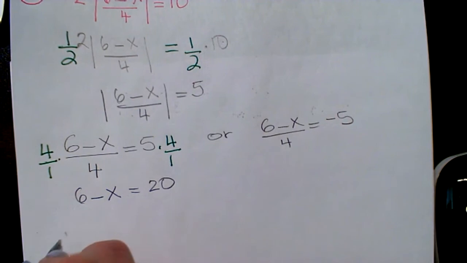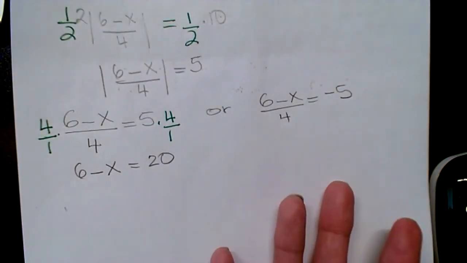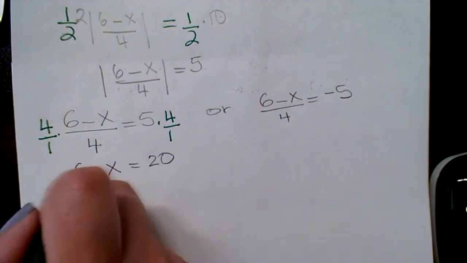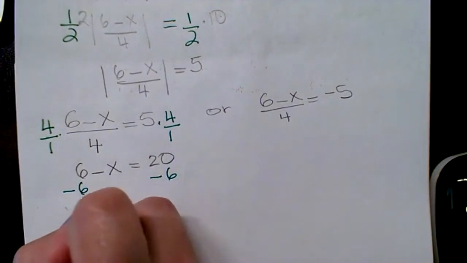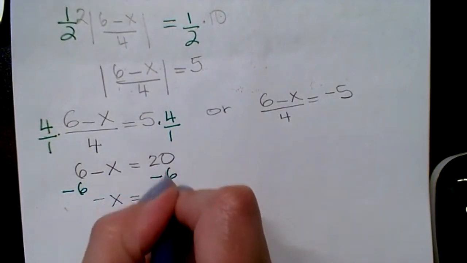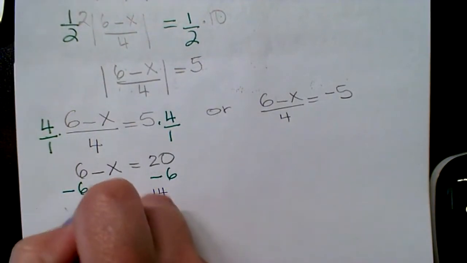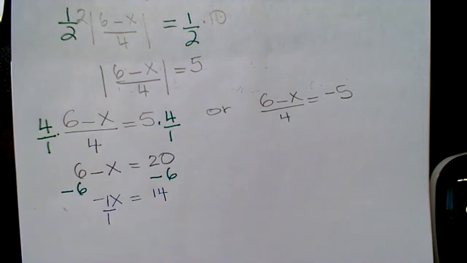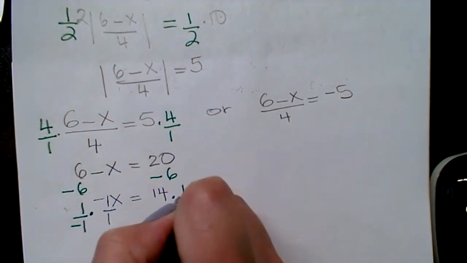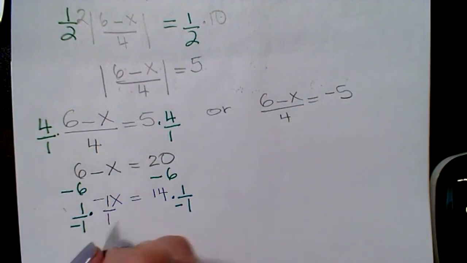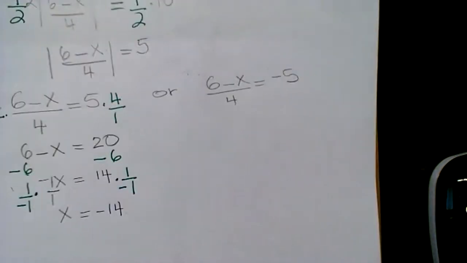Now, I could make a 0 first or make a 1. So let's make a 0. And I'm going to have negative x equals 20 minus 6 is 14. Now, I know that what I have here is negative 1 over 1. So I'm going to multiply by the reciprocal. And x is going to be equal to negative 14.